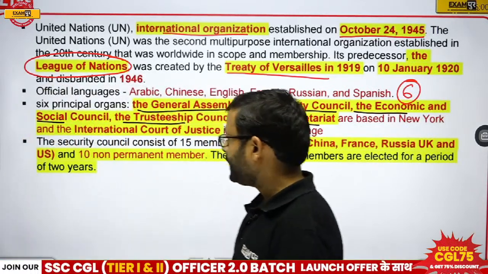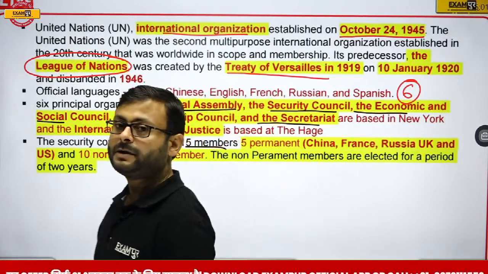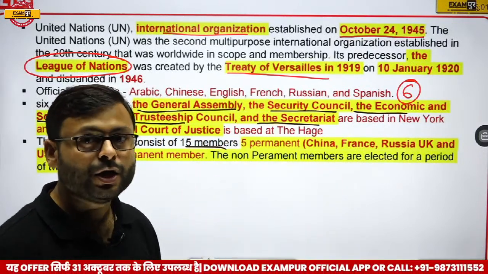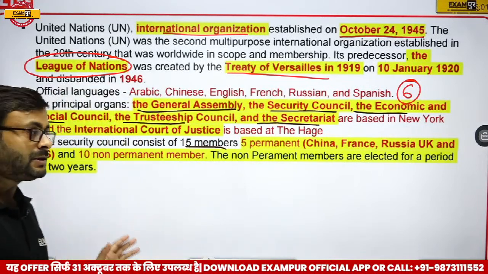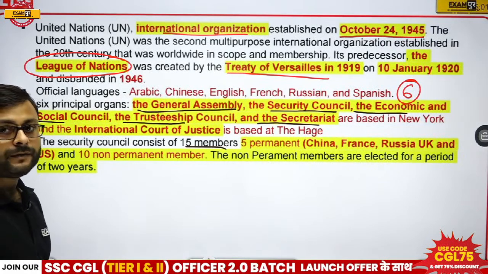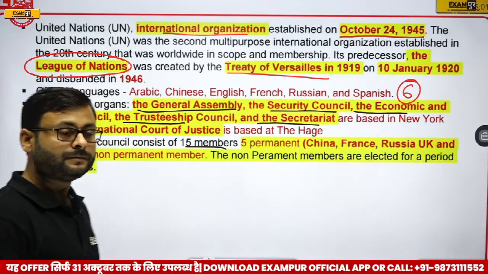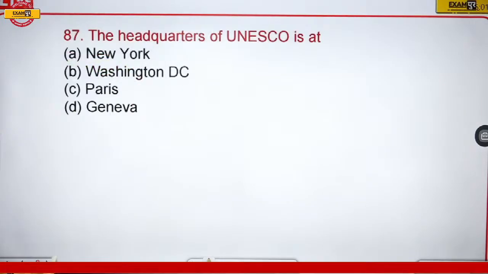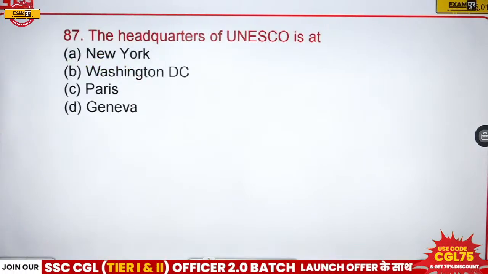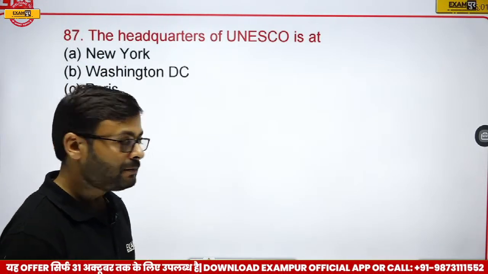Okay, and the UN Security Council consists of 15 members as we have already discussed. 5 are permanent and the 10 members are the non-permanent members of the United Nations Security Council. Okay, and the non-permanent members are elected for a 2 year period. So India had been elected at various times as a non-permanent member of the United Nations Security Council.